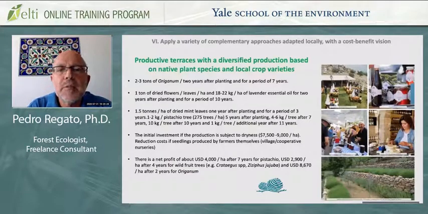In terms of productive terraces, the project has restored the traditional terraces, dry stone terrace systems, and has supported the sustainable production in these restored terraces, with the objective to diversify production based on native plant species and local crop varieties.